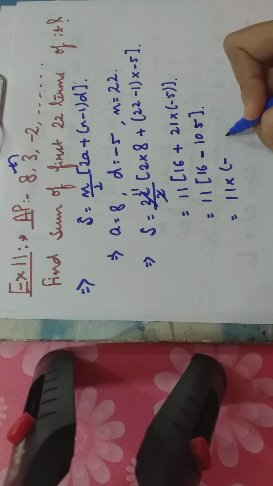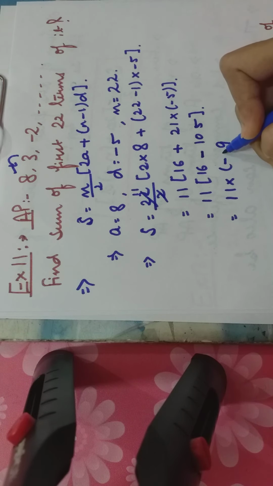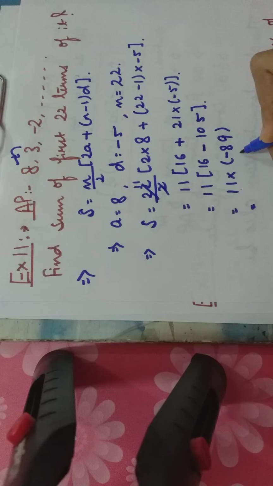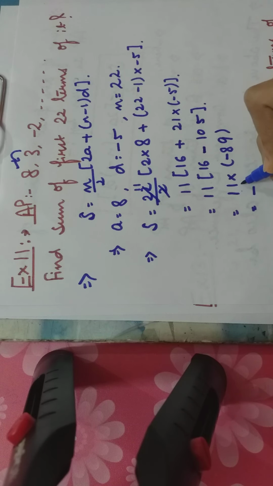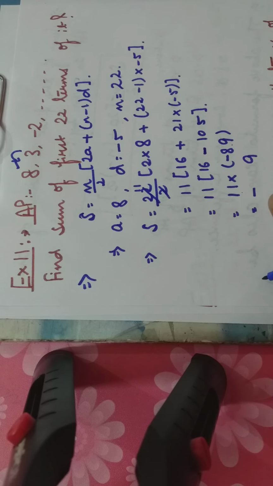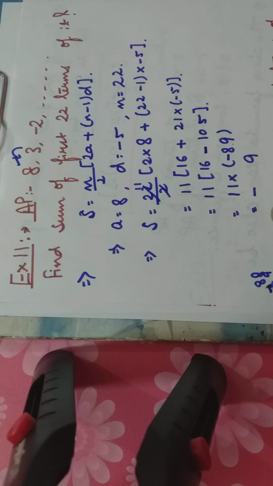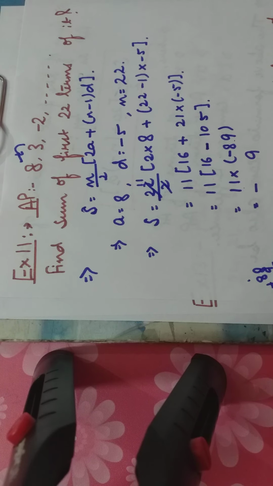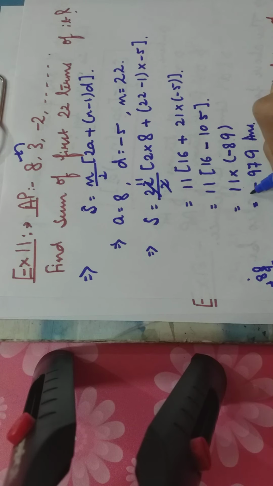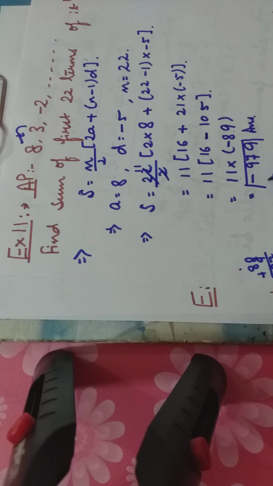And when I subtract 105 minus 16, what do I get? Let's check. It will be minus 89. When I multiply 11 into minus 89, the sign will be minus, and 11 9s are 99, 9 carry 9, and 11 8s are 88, 88 plus 9 gives 979. So my final answer will be minus 979.